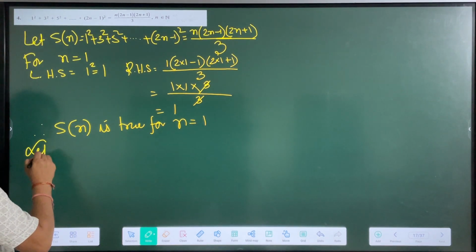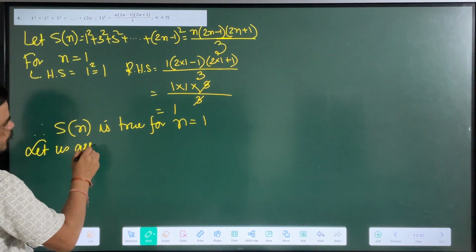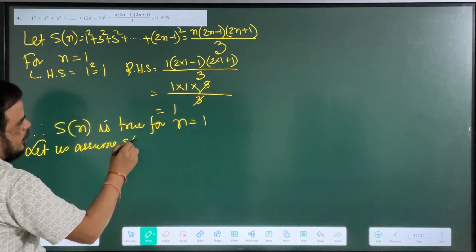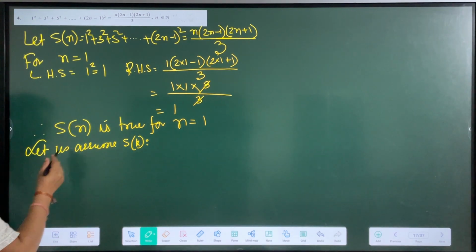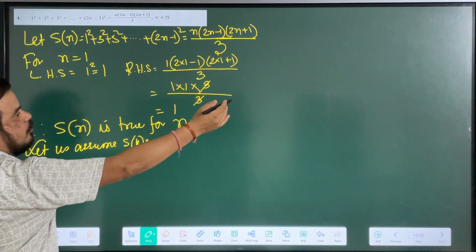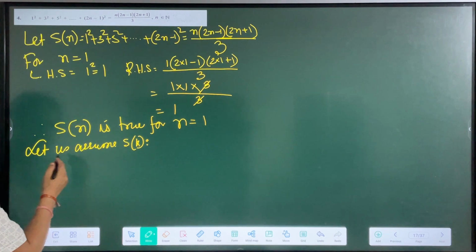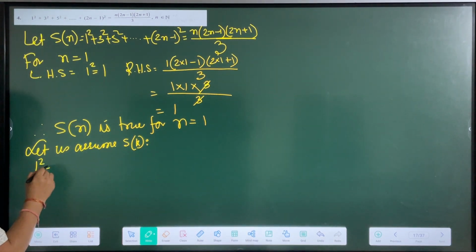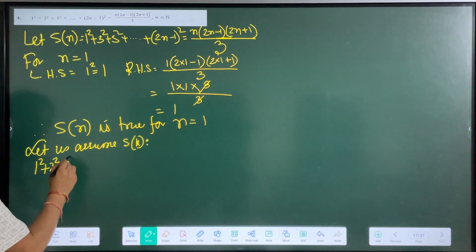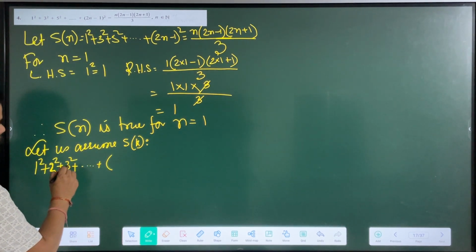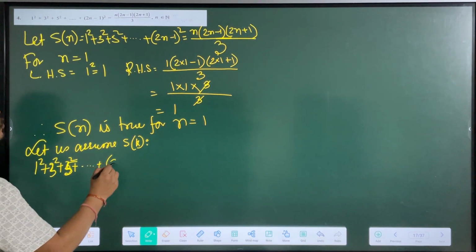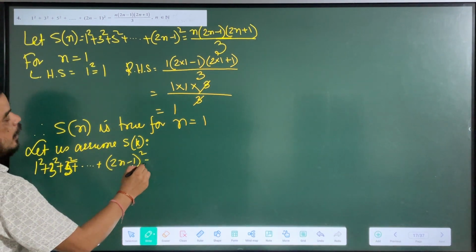Now let us assume Sk. What is Sk? I will write it on this side because of the lack of space, so please write it in this way. 1 square plus 3 square plus 5 square plus up to 2n minus 1 square.